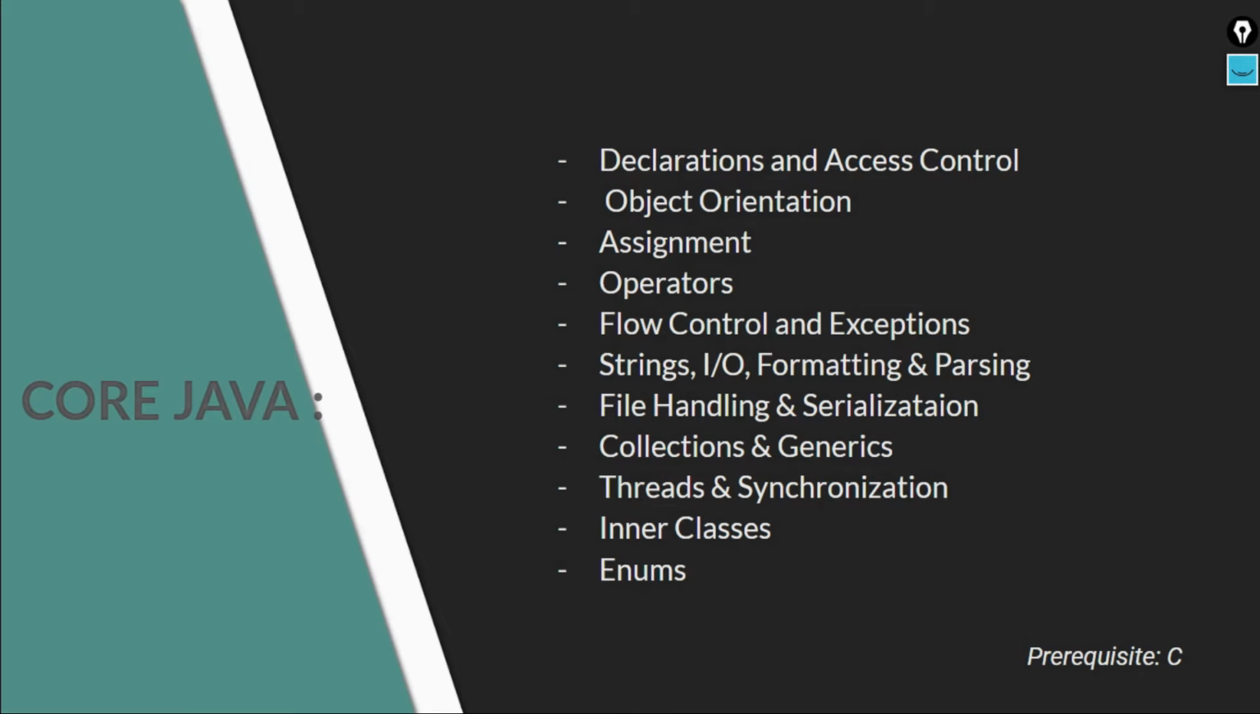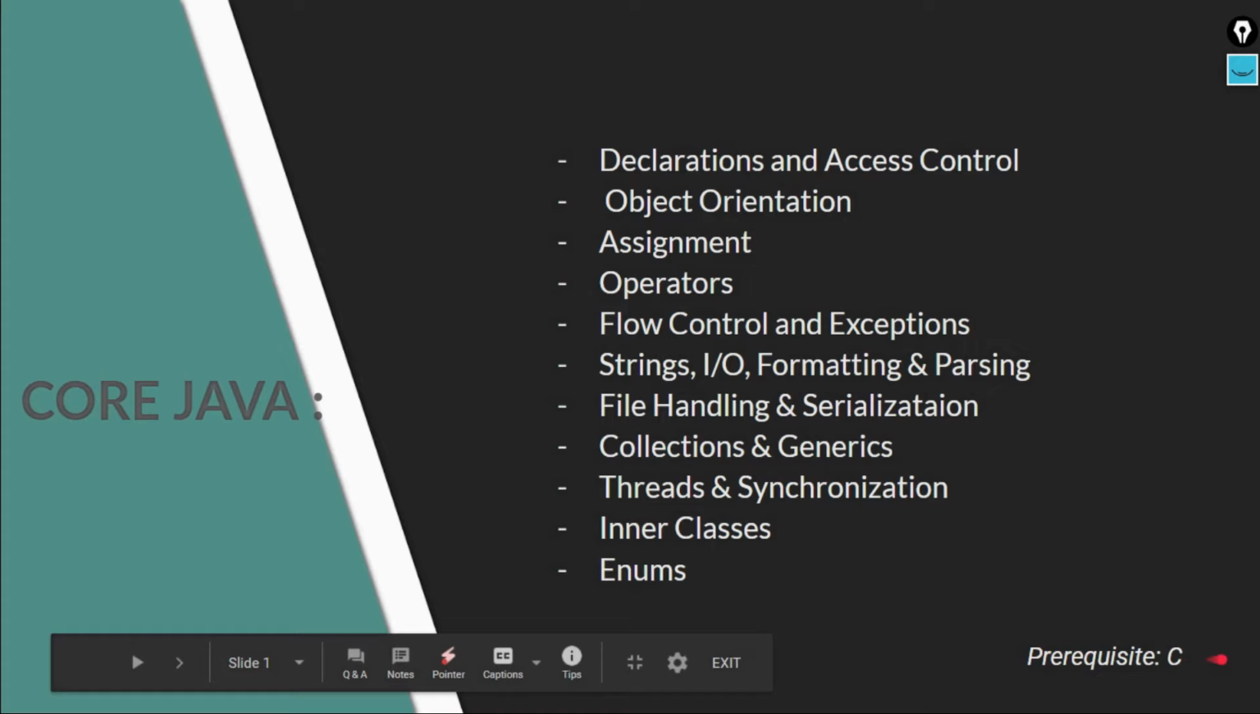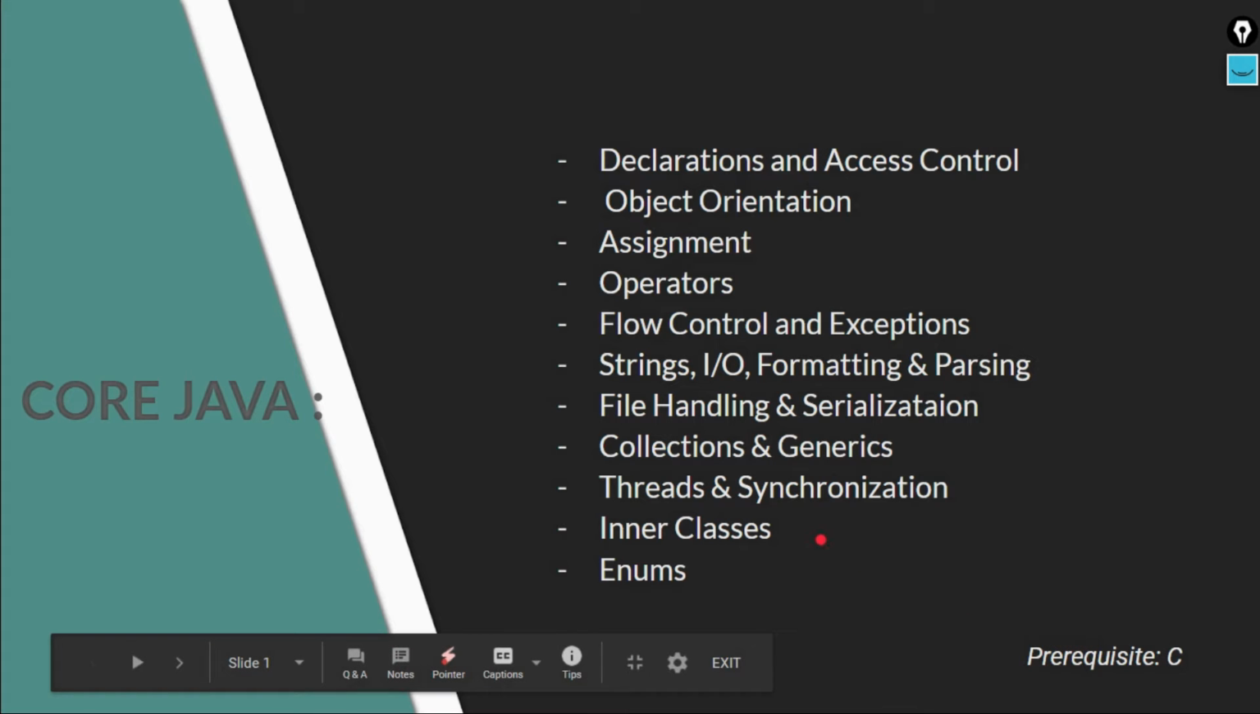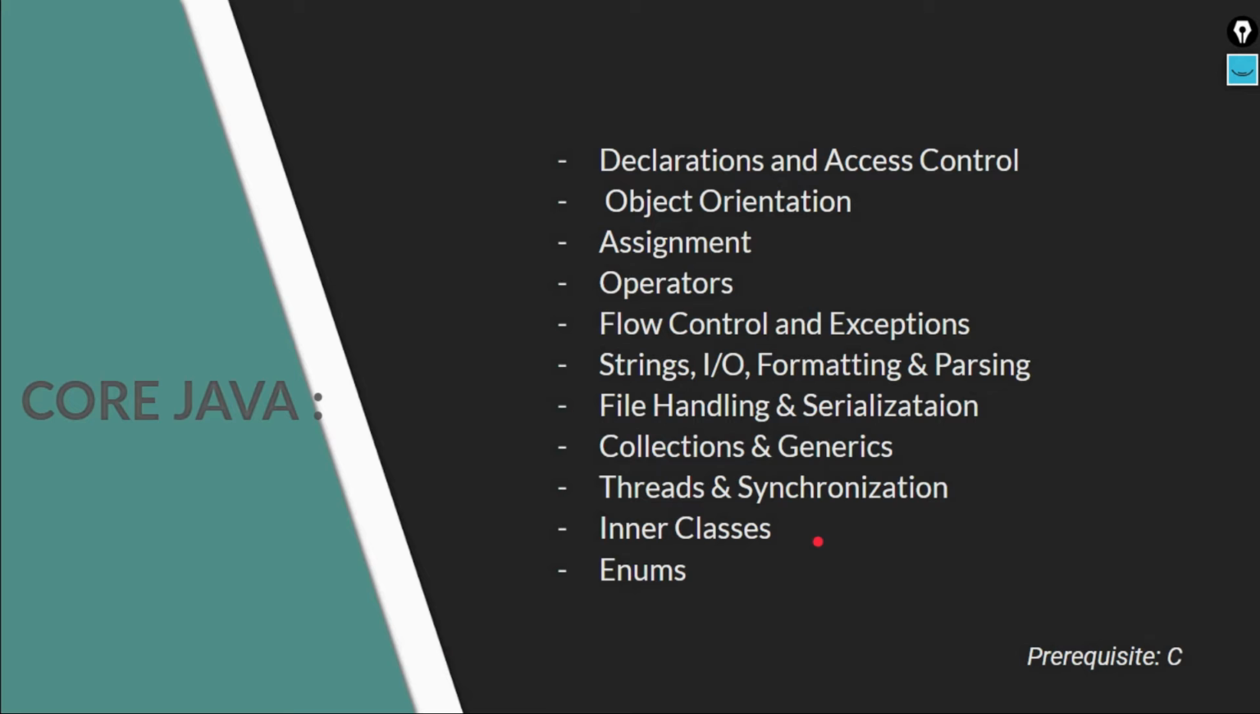This is our course of Core Java. If you are new to programming and you want to learn Java, then there is one prerequisite, that is C programming language, which you should know before learning Java. If you want to learn Python, then there is no prerequisite. Okay, so let's get started.